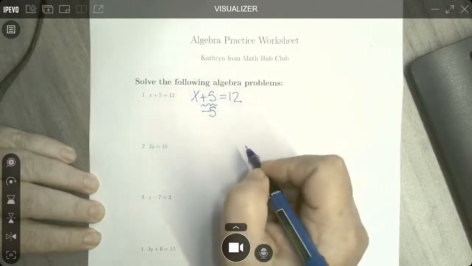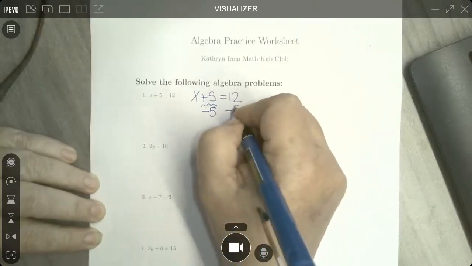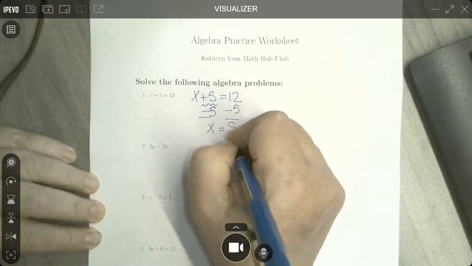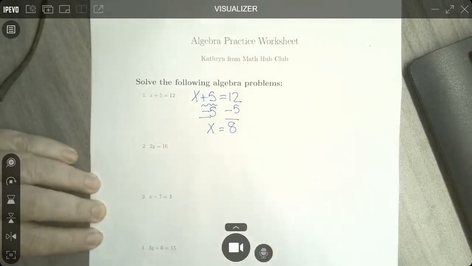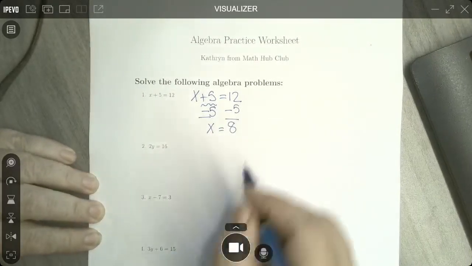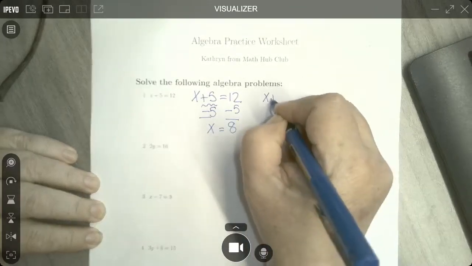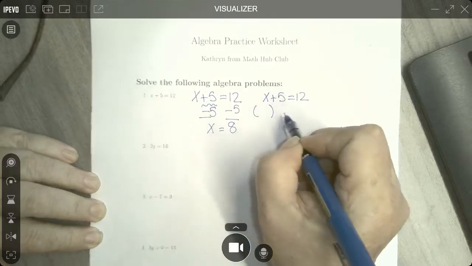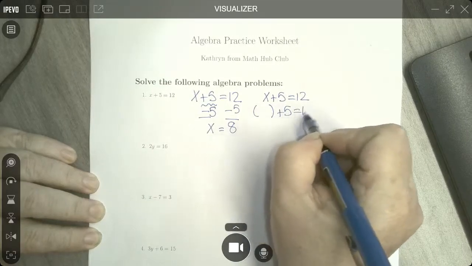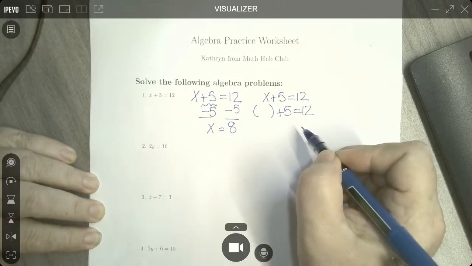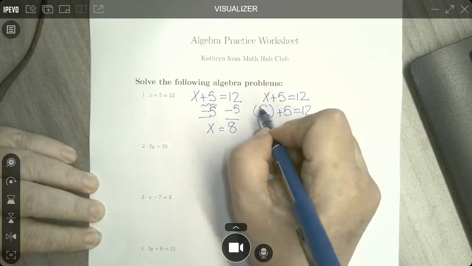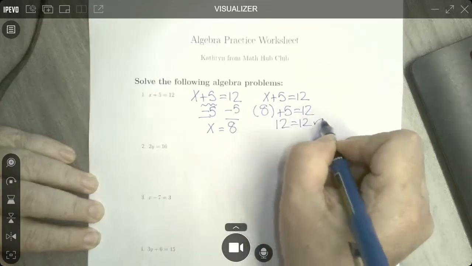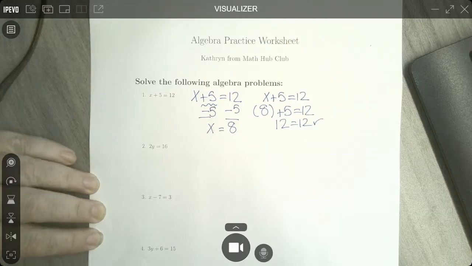But if I subtract 5 from one side of the equal sign, I have to do it to the other side. So we're going to have x equals 8. And you did it. But we always want to check. So I'm going to rewrite my equation. x plus 5 equals 12. I like to put a parentheses wherever my variable is, because that's where I'm going to put what I think my answer is. 8. Well, 8 plus 5 is 12, and yeah, we did it. Cool.